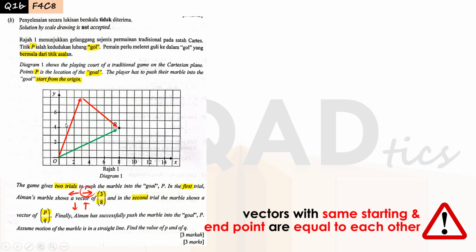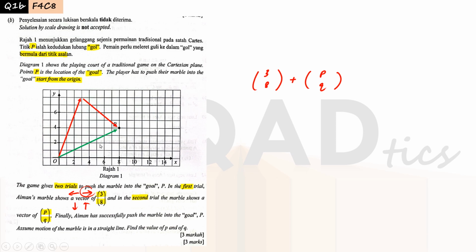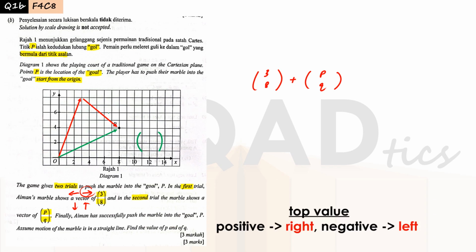We can add these two vectors first, in this way, using the column vector method, and then equate with the green vector. But the green vector we don't know yet, so let's find out the vector. Let's start off with the number on top. It controls the movement to the left or to the right. Here obviously it's going to the right, so we need to count the number of steps. Here it's 8.